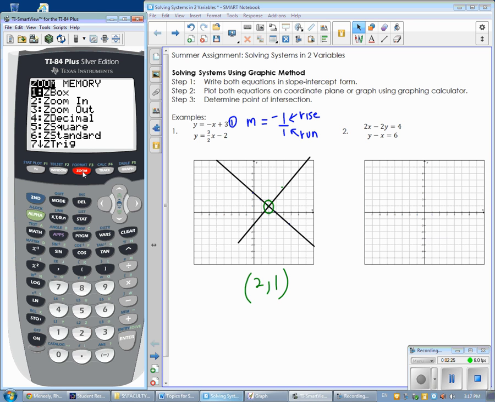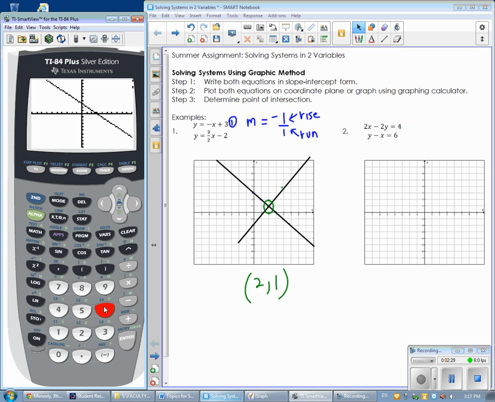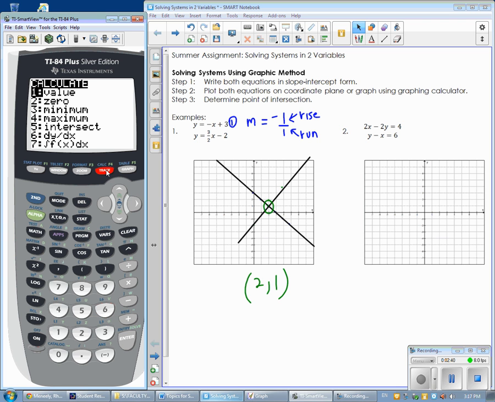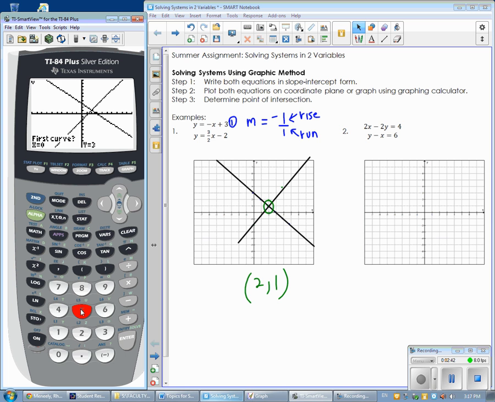If you go to your zoom menu, option 6 is your standard window, and that will give you a window that goes from negative 10 to positive 10 on both the x and y axis. You can see that it looks pretty similar to what I plotted by hand. If I want the calculator to find the intersection point, I'm going to go to second trace, and you'll see that option 5 is the intersection. Since there's only one intersection for these two lines, I just press enter 3 times, and you'll see the calculator is prompting me. I also see that the intersection is 2, 1.